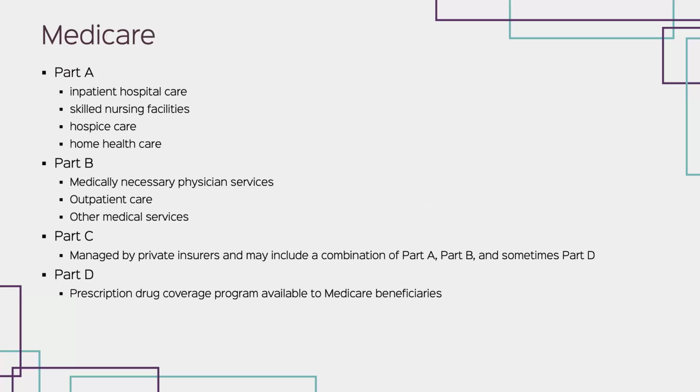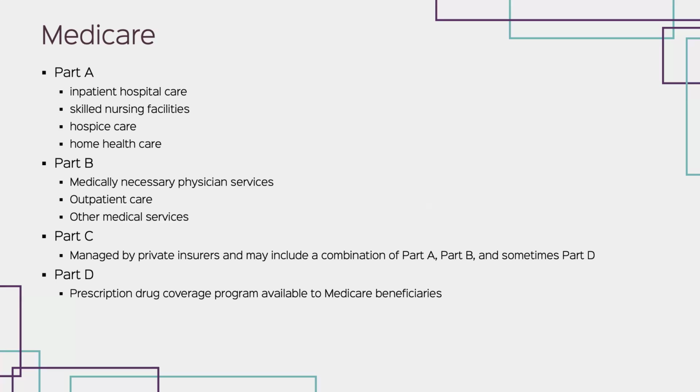Medicare itself is going to be broken into multiple different parts. Part A is going to cover your inpatient hospital care, as well as any care that's provided in skilled nursing facilities, hospice care, and your home health care. Part B will be those medically necessary services that are done by physicians, any outpatient care, and other medical services that are not covered by Part A.